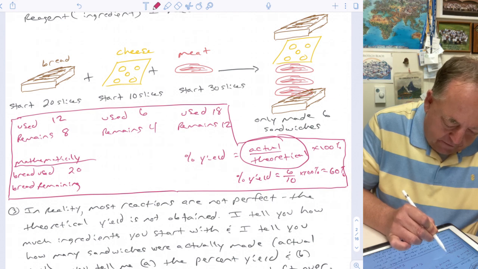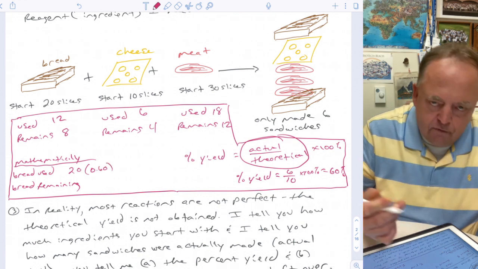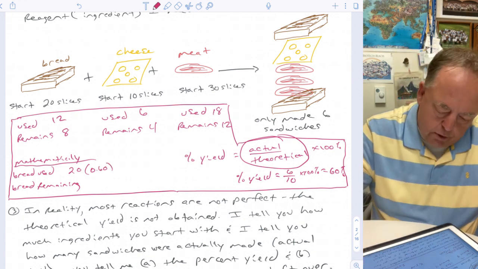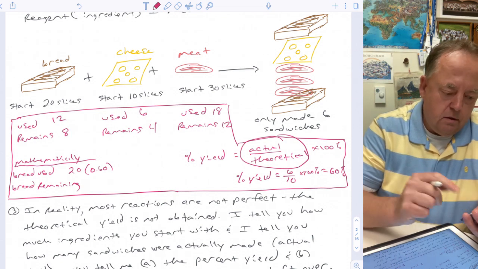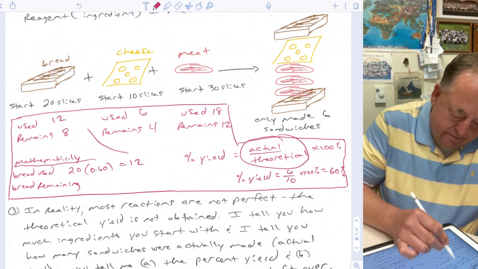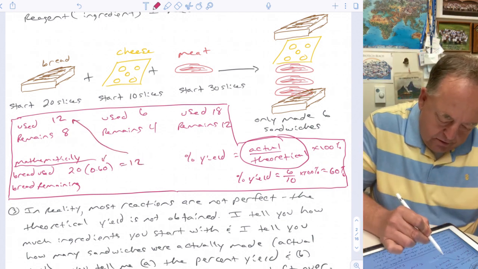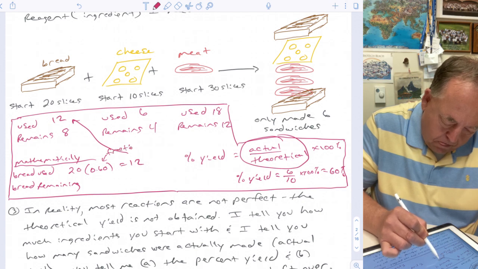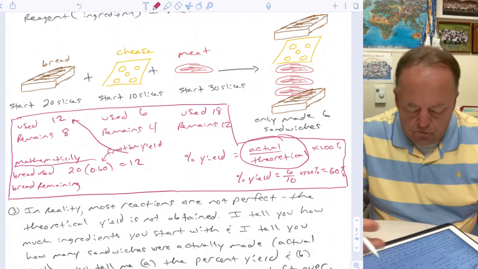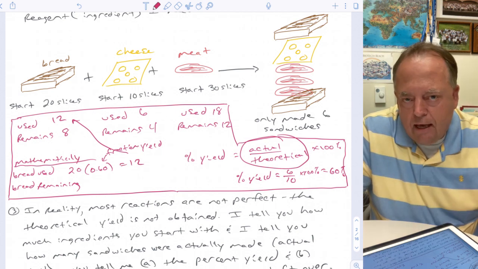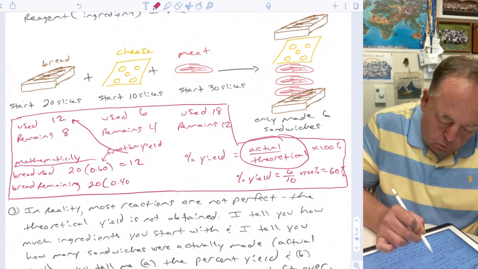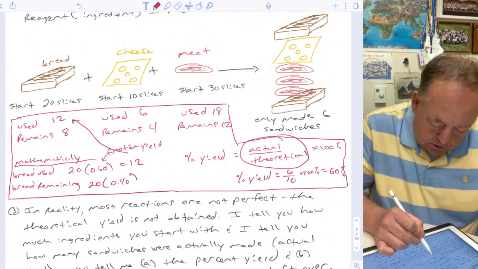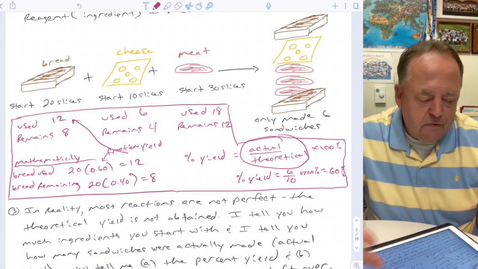So if you wanted to do this mathematically, you started with 20 slices of bread, for example, and the yield was 60%, so we could convert that back to a fraction, dividing by 100, so 0.6. So 20 times 0.6 is equal to 12, right? So this is the yield. If we multiply that by what we started with, we get how much we used. And if we wanted to know how much was remaining, then we could take the 40%, which is what would be unreacted. So 20 times 0.4 would give you 8, right?